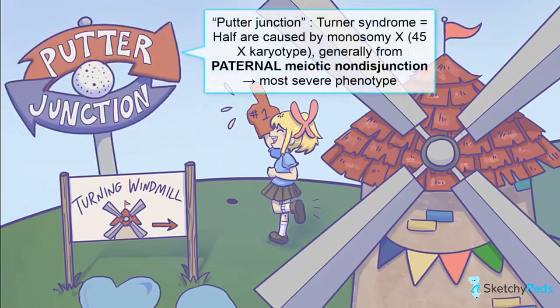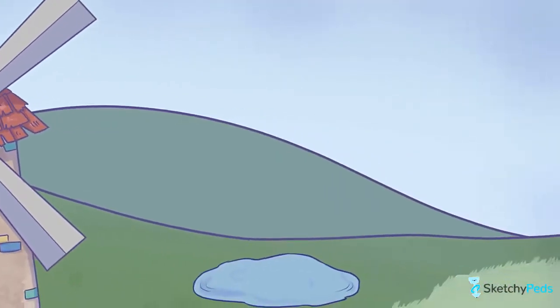In contrast to the trisomies, monosomy X is most often caused by paternal meiotic non-disjunction rather than maternal, which is why the course is called Putter Junction for paternal non-disjunction.